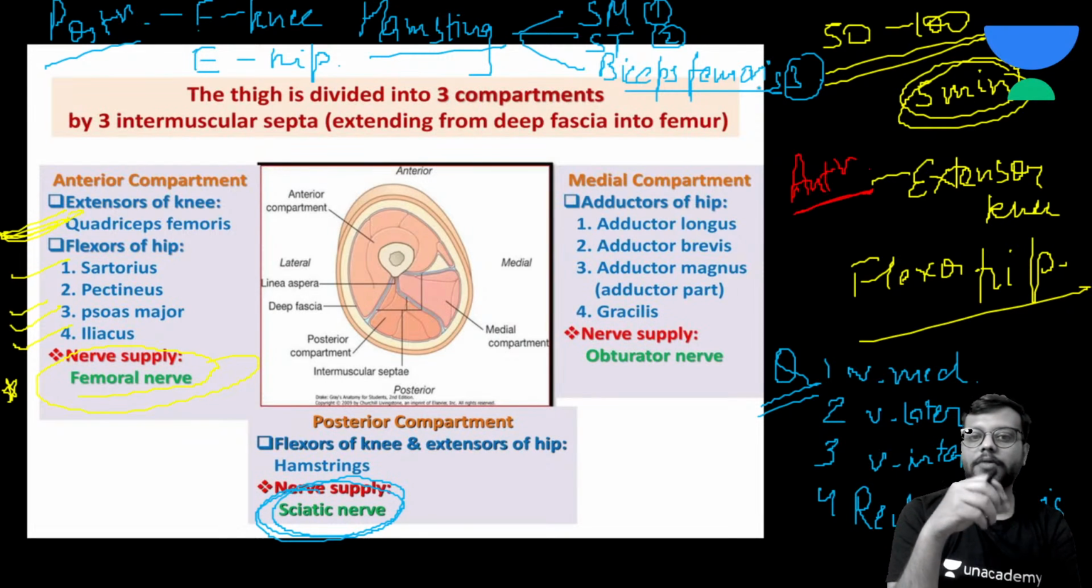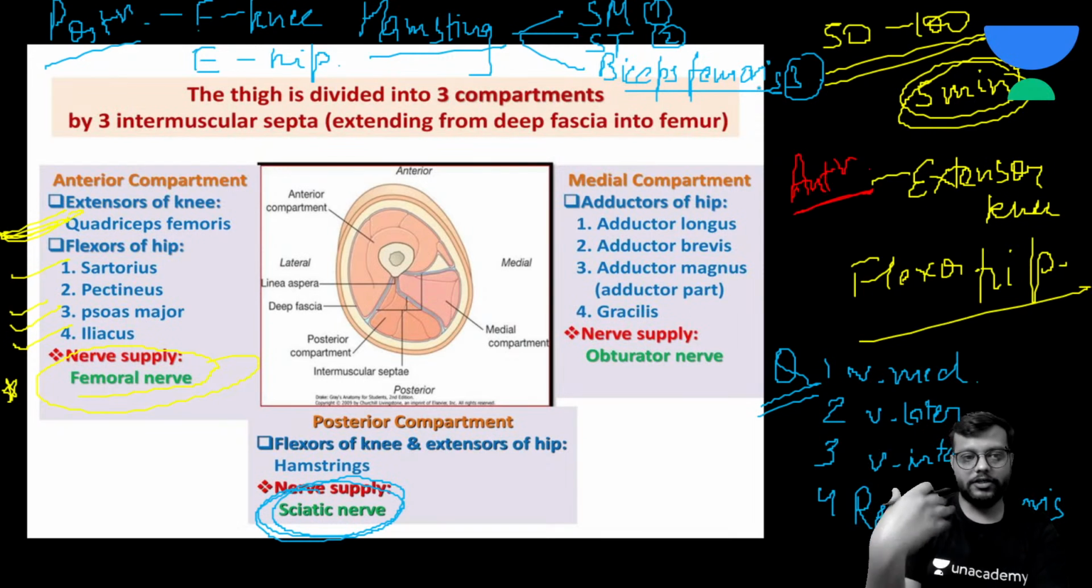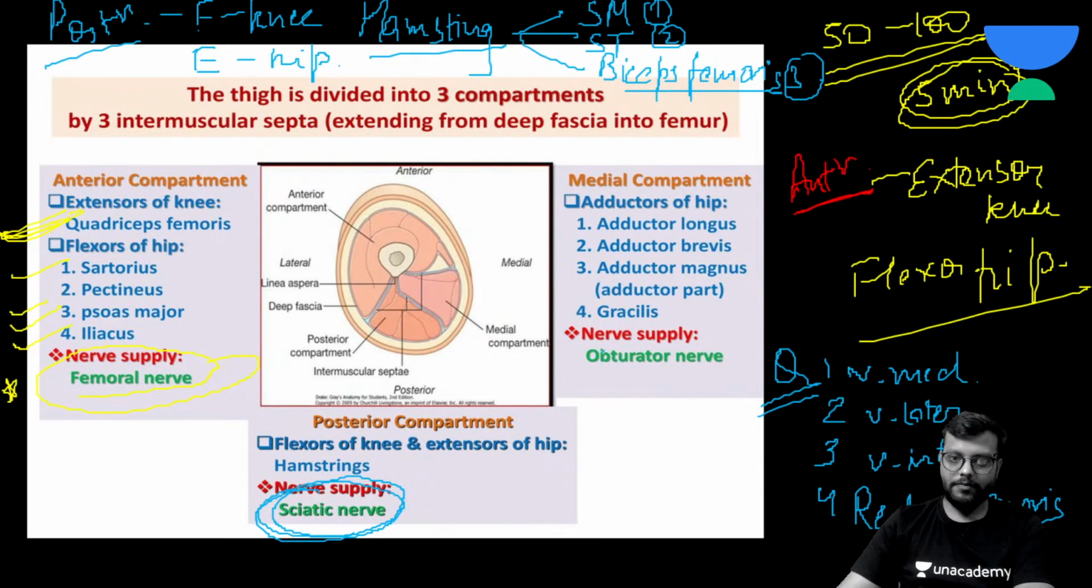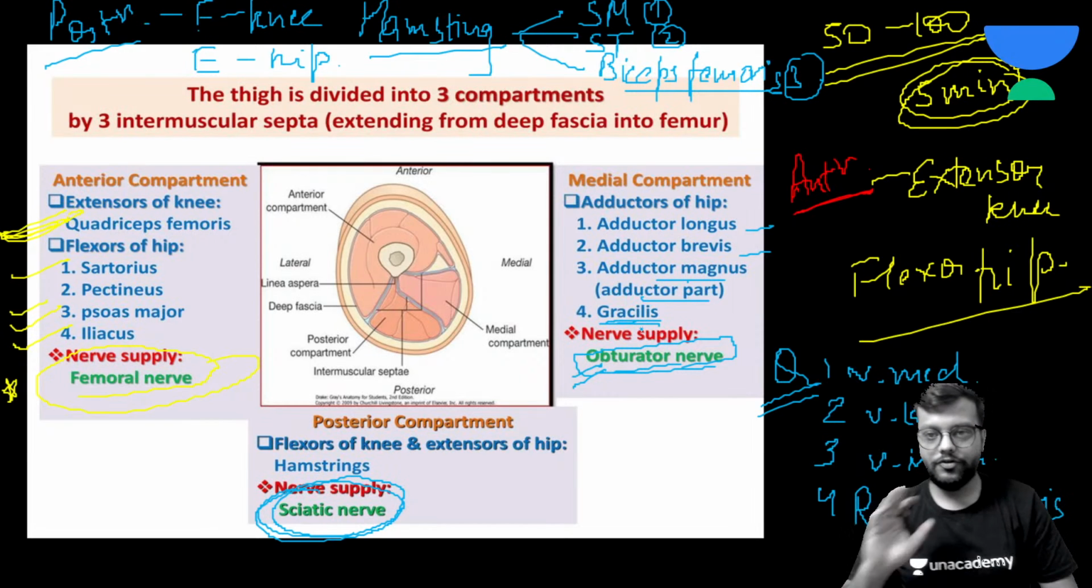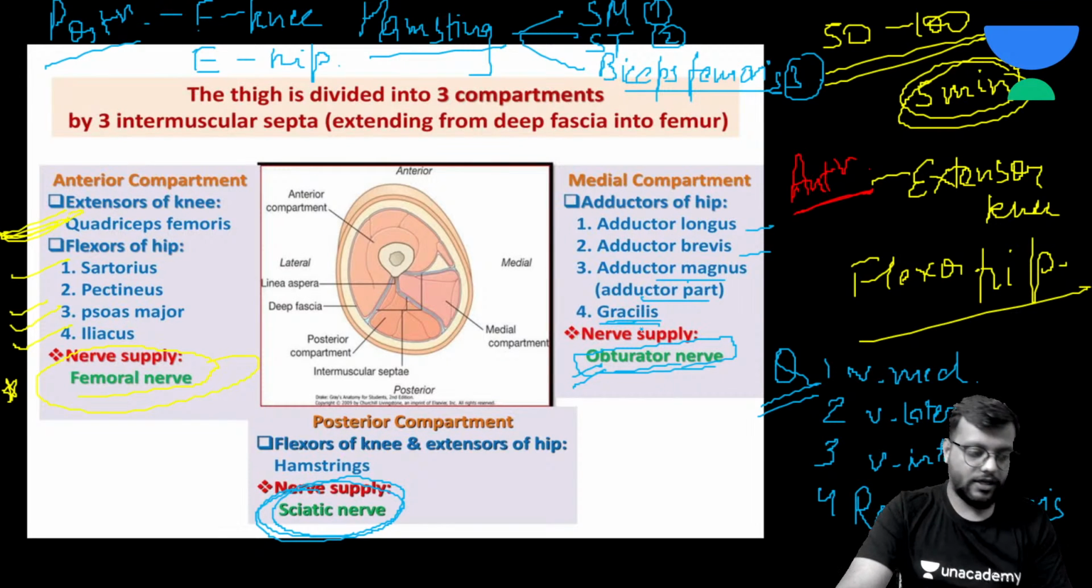Now the medial compartment will be the hip adductors supplied by the obturator nerve, and it consists of the adductor muscles like adductor longus, adductor brevis, the adductor part of adductor magnus, and the gracilis, okay. So remember this, it is important, okay.